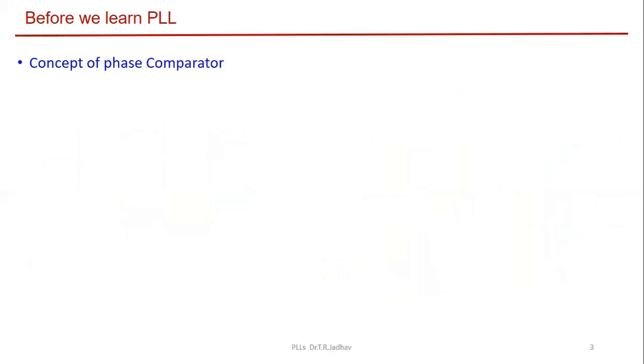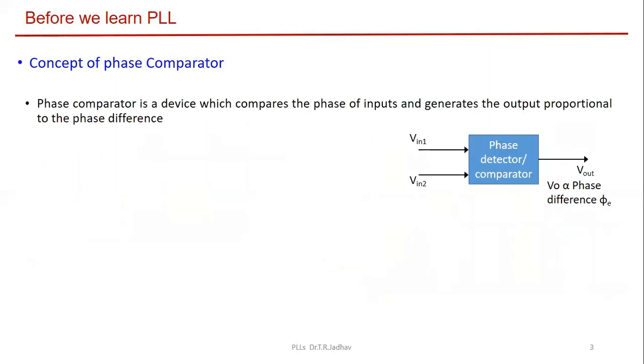Now in PLL, if we have to compare this phase and generate the proportional output with respect to the phase difference, then we require a device called a phase comparator. So let us define and understand the concept of the phase comparator. A phase comparator is a device which compares the phase of inputs and generates the output proportional to the phase difference.